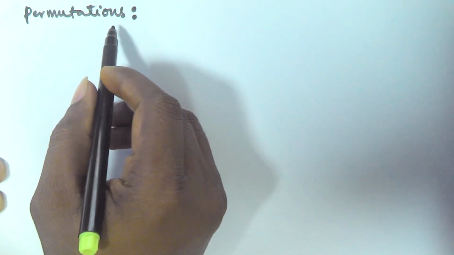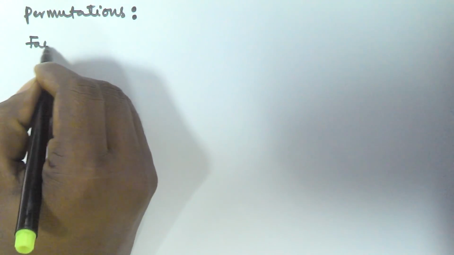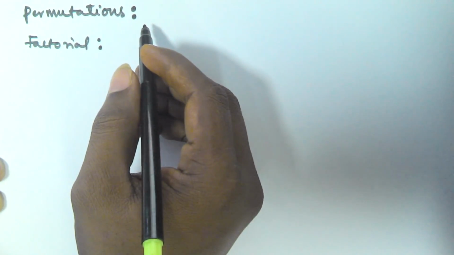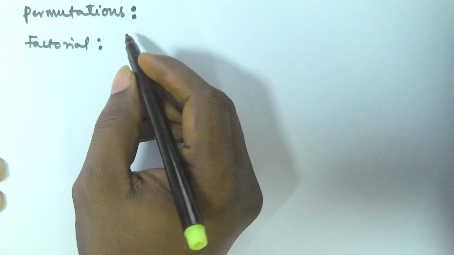Hello friends, in this video we will see what permutations are. Before knowing the concept of permutation, we must know the concept of factorial. Factorial is simply the multiplication of numbers.